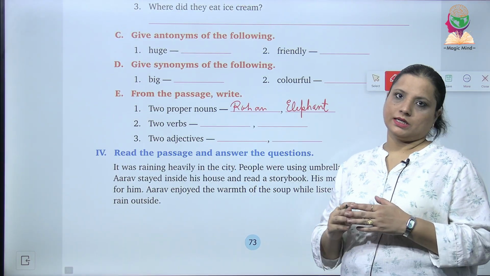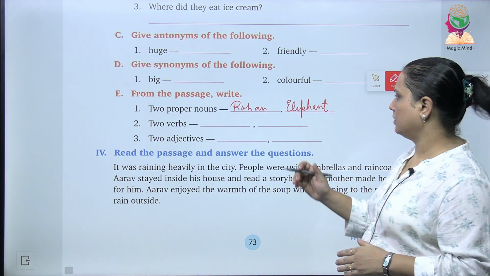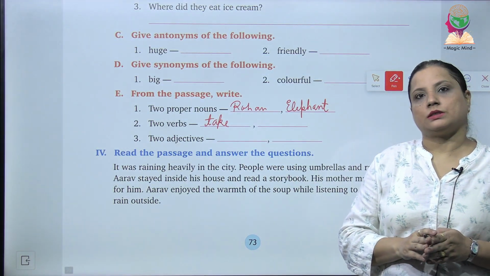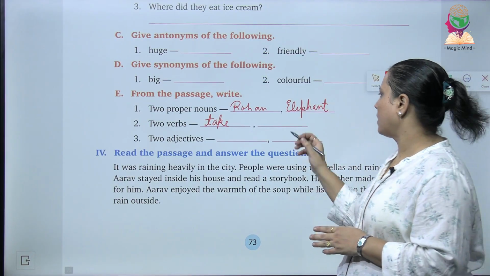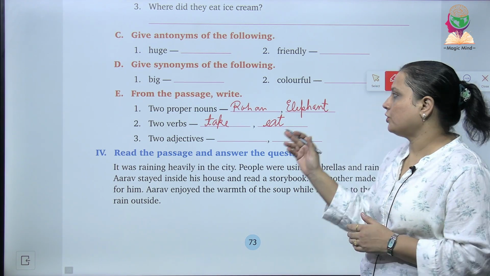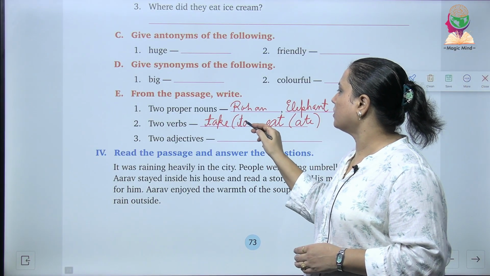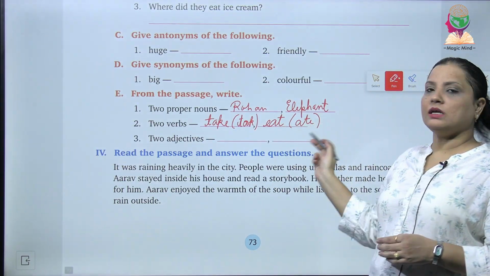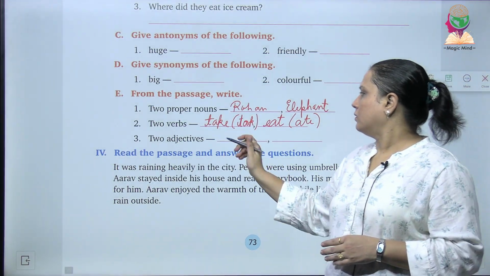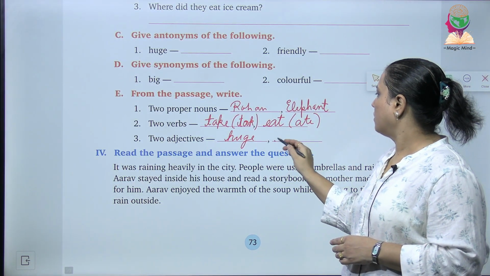Fine. Now let's move to the next question. The second question says you have to name any two verbs. So the first word is take or took, which was given in the past tense, and the second word is eat. They eat, or they had given in the passage as ate. You can write both the things over here. There ate was mentioned in the passage, whereas here took was mentioned. These both are the past tense. Next we have to mention any two adjectives. The first word is huge and the other word is friendly.